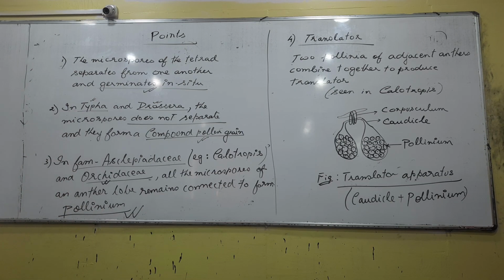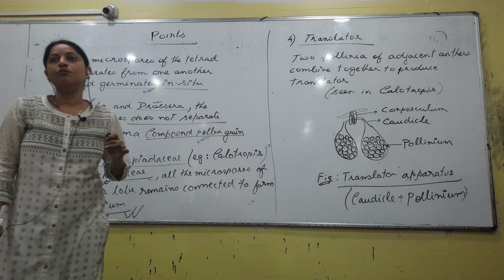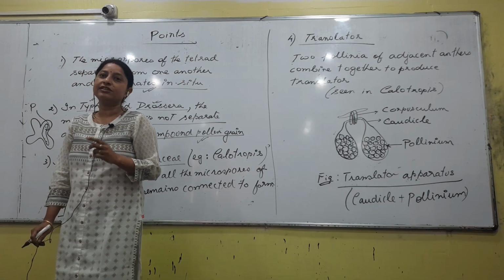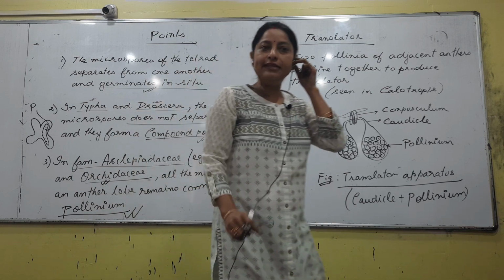So all the microspores of an anther lobe remain connected. Remember this figure? Inside it, the microspores will be there, not separate. So when all the microspores of one lobe remain connected together, what do we call it? Pollinium. Understood? So all the microspores of one lobe will remain connected, and that is what is called pollinium. Clear? So what is pollinium? A very commonly asked question is about orchids. So orchid and pollinium we need to remember.